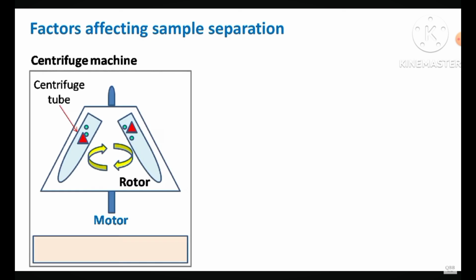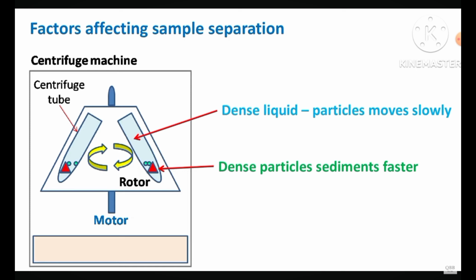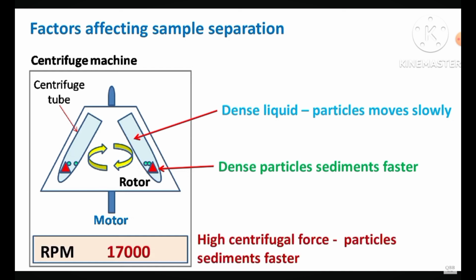Now let's see the factors affecting centrifugation. It must be noted that dense particles sediment fast as compared to less dense particles. If the liquid in the centrifuge tube is dense, then the particles will move slowly. And higher the centrifugal force, faster the particles will sediment.